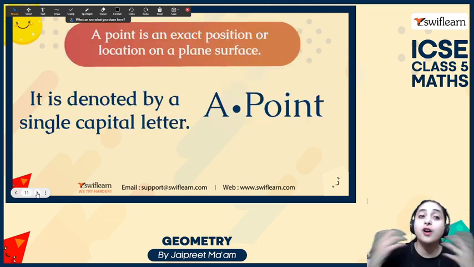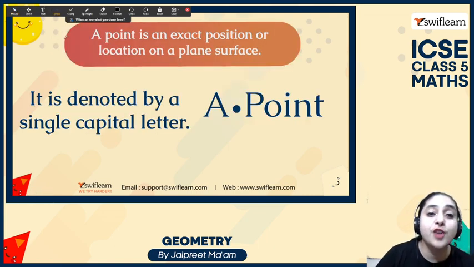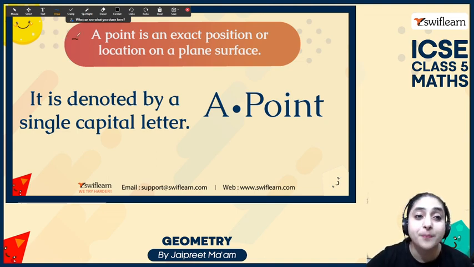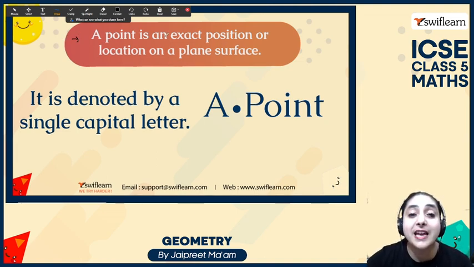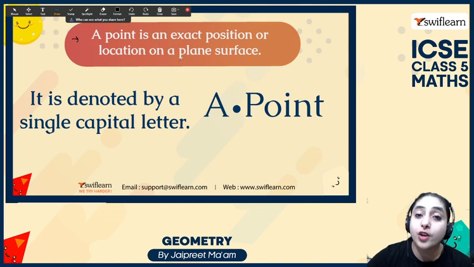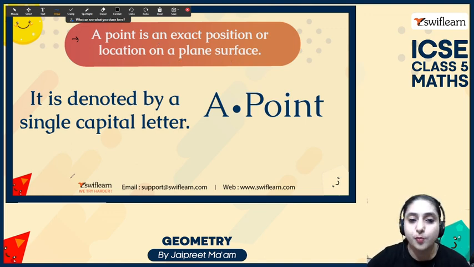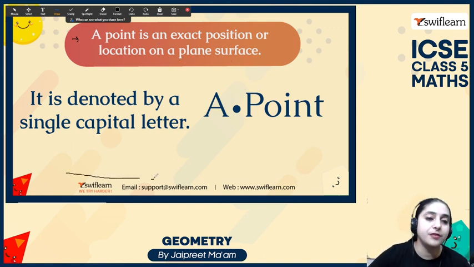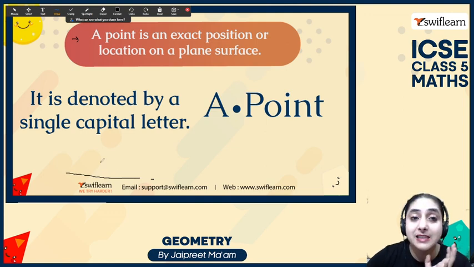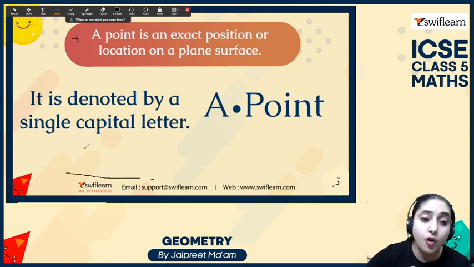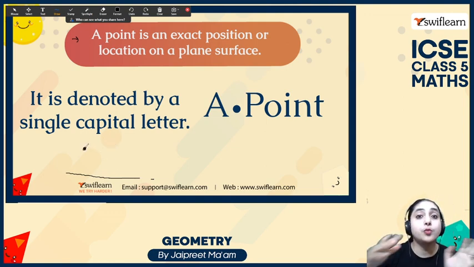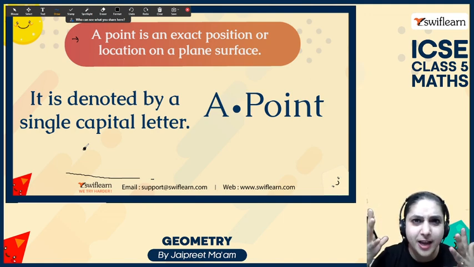You know, this world also started from a point. So everything begins from the point. A point is an exact position or location on a plane surface. So plane surface means this plane surface, and a point is an exact position or location. Exact position or location. कुछ समझ में आया?